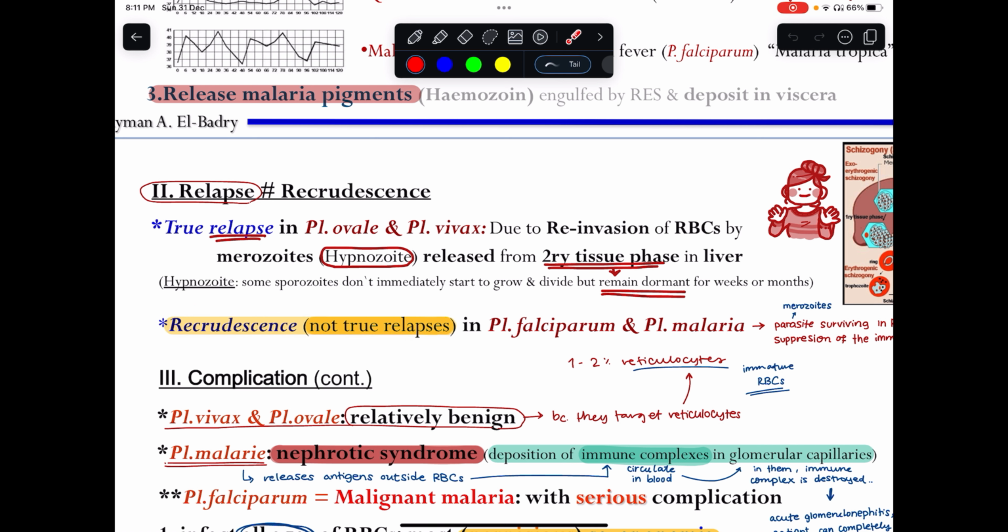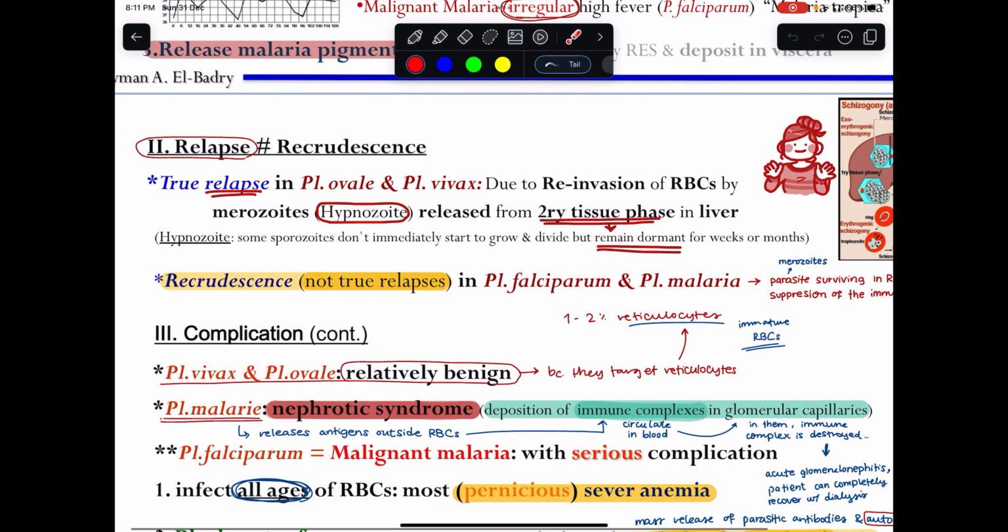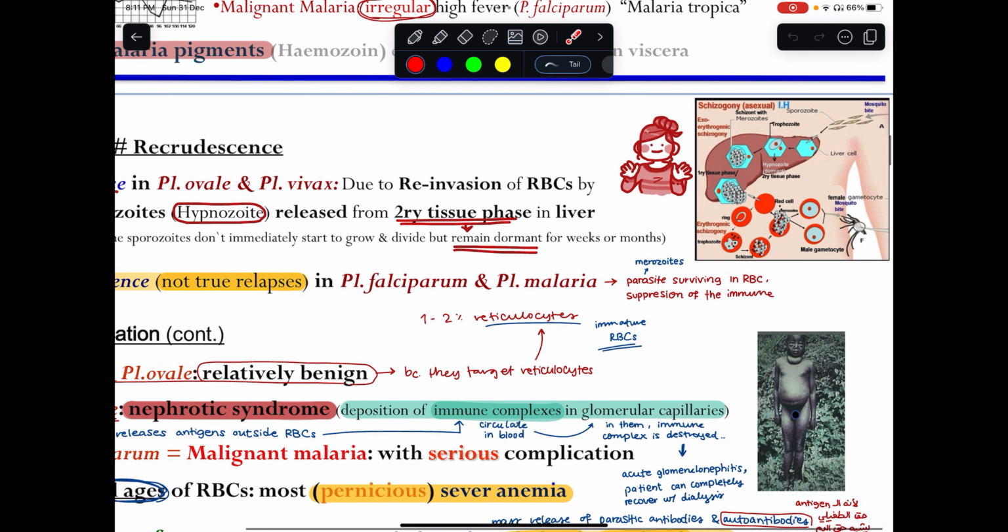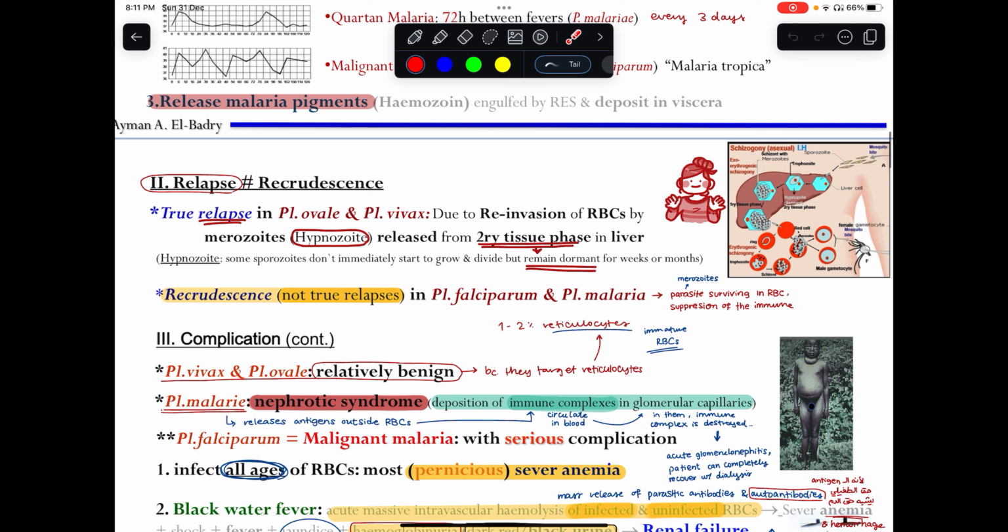So we have true relapse and not true relapse, which is recrudescence. True relapse is for the two plasmodiums with the hypnozoites, Plasmodium vivax and Plasmodium ovale, and that's because of the reinvasion of RBCs by the merozoites from the dormant hypnozoites that are released during the secondary tissue phase of the liver. Or we can have recrudescence, which isn't a relapse, it's just a reinfection. And this is for the other two without hypnozoites.